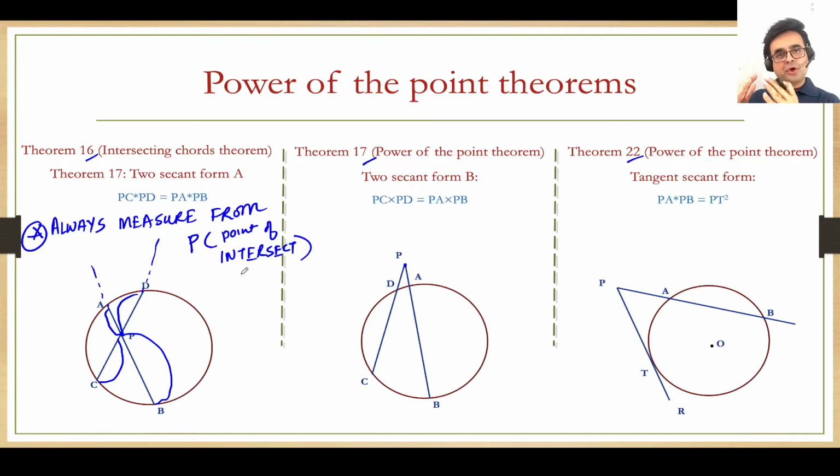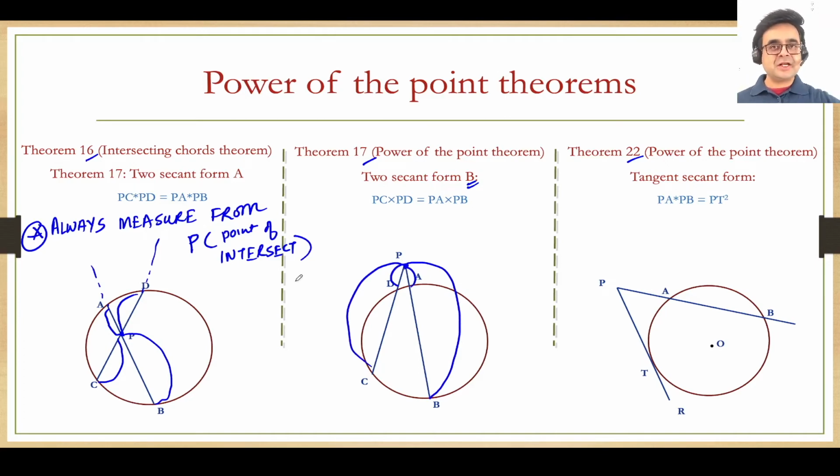As I said, two chords may not always intersect inside the circle, so sometimes they intersect outside of the circle, which brings us to two secant form B, because the chords are actually intersecting outside of the circle. And again, the same relationship applies as long as you take the measurements from the point of intersection, which is PA multiplied by PB equals PD multiplied by PC. So the relationship from the point of intersection hasn't really changed. The important factor again is that you have to measure from the point of intersection P, not any other segments.